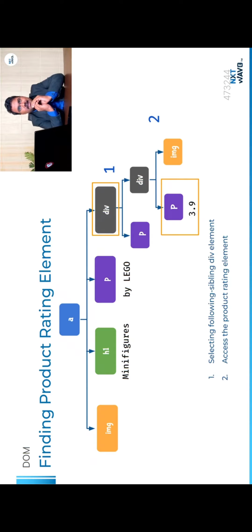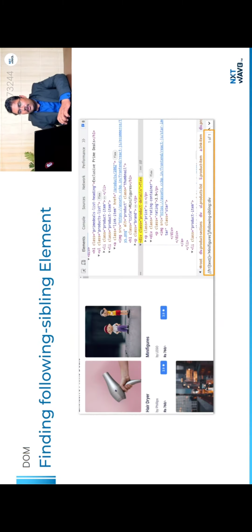So we have the minifigures as the current one, and then there are 2 following siblings, wherein one of the following siblings, the container element, has 2 levels down, and under the second level we can see the rating element. So to locate the specific container element, we can simply add /following-sibling::div. Let's see if this corresponding container element is selected or not.